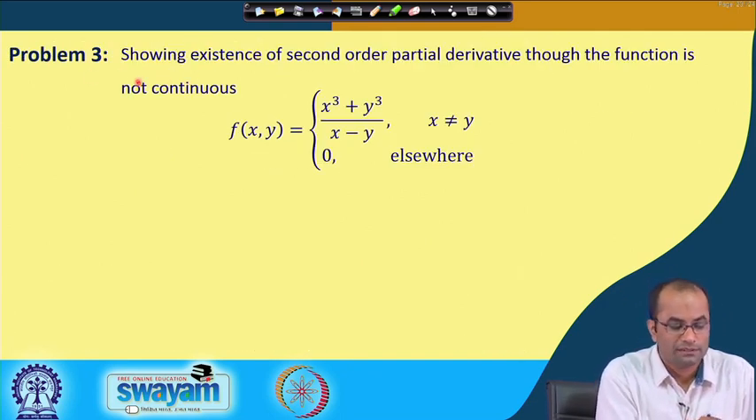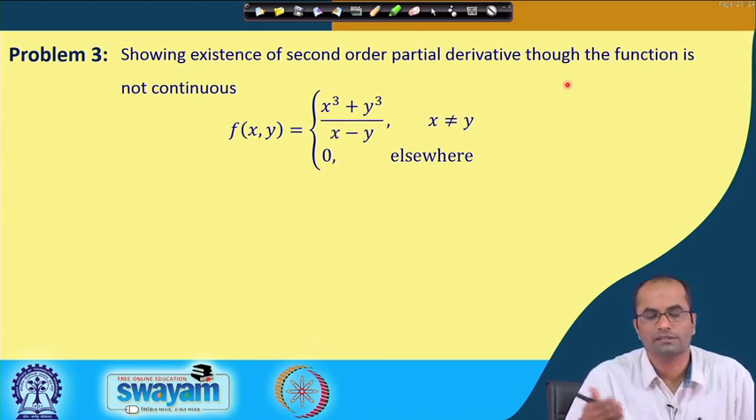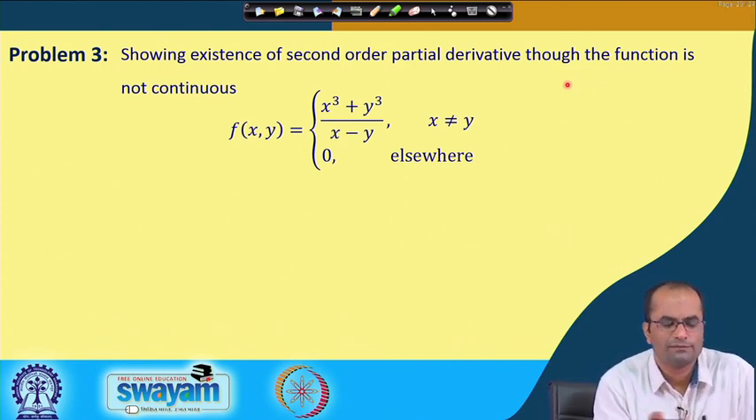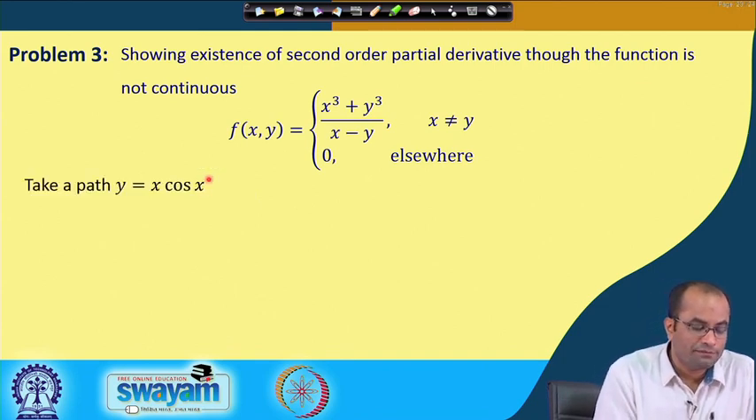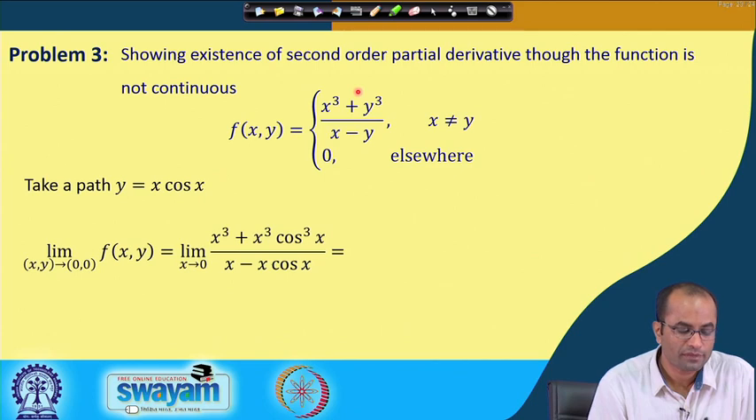So, now the next example shows the existence of the second order partial derivatives, though the function is not continuous. We have seen such results earlier for the first order partial derivatives: the function is not continuous, the partial derivatives exist; and the function is continuous, the partial derivative does not exist. So, here also we have this result that the second order partial derivatives exist, but the function is not continuous. So, how? If we take this path y is equal to x cos x, this is a special path, and try to get the limit for the continuity, what will happen?